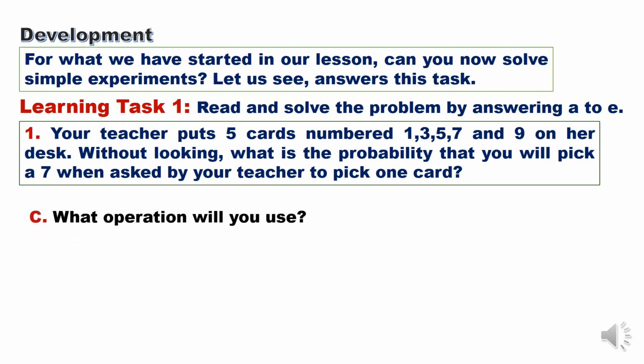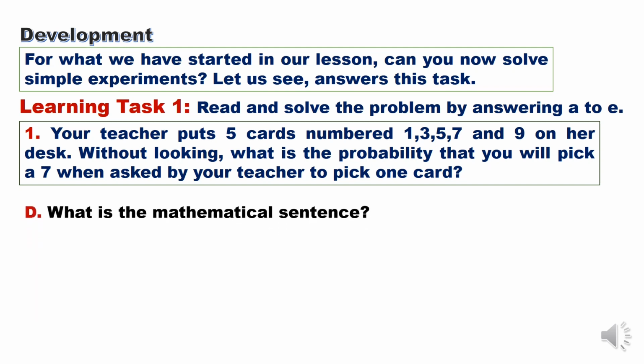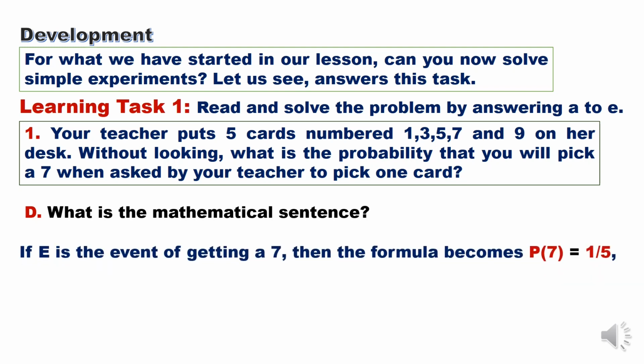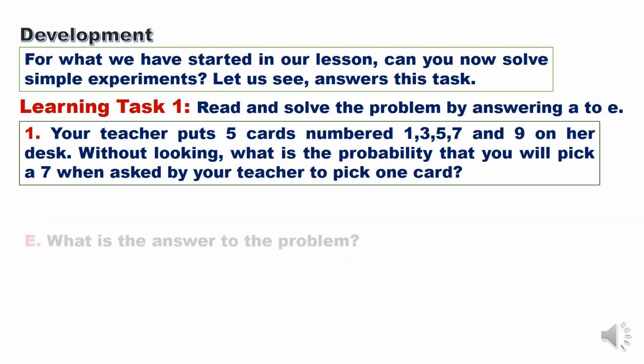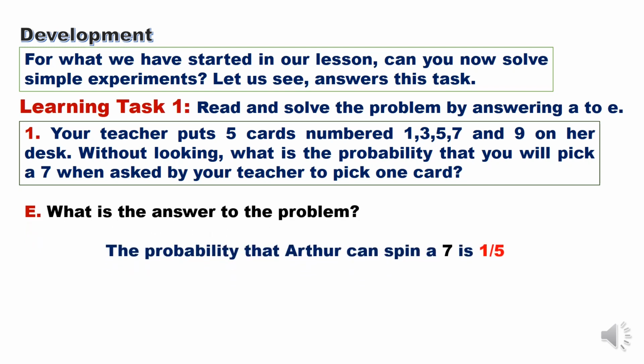What operation will you use? Use the formula to find the probability of picking a 7. What is the mathematical sentence? If E is the event of getting a 7, then the formula becomes P(7) equals 1/5. What is the answer to the problem? The probability that you pick a 7 is 1/5.